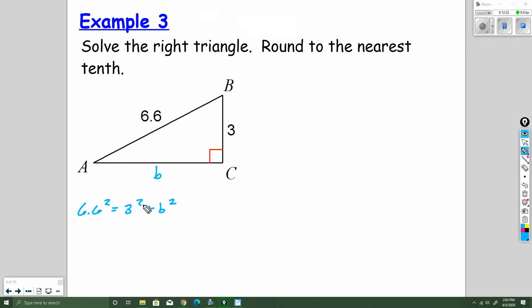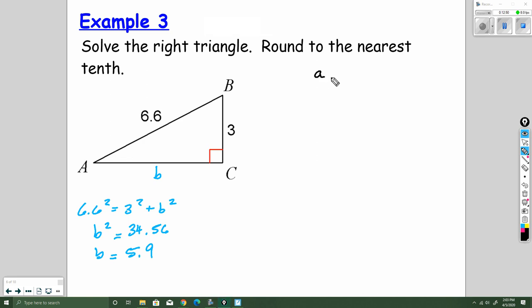To get b squared isolated, all we have to do is subtract 3 squared from 6.6 squared. You can type in straightforward 6.6 squared minus 3 squared in your calculator. You get 34.56 approximately, and then take the square root, and we get 5.9 if we round to the nearest tenth. Now we have all three sides of the triangle.